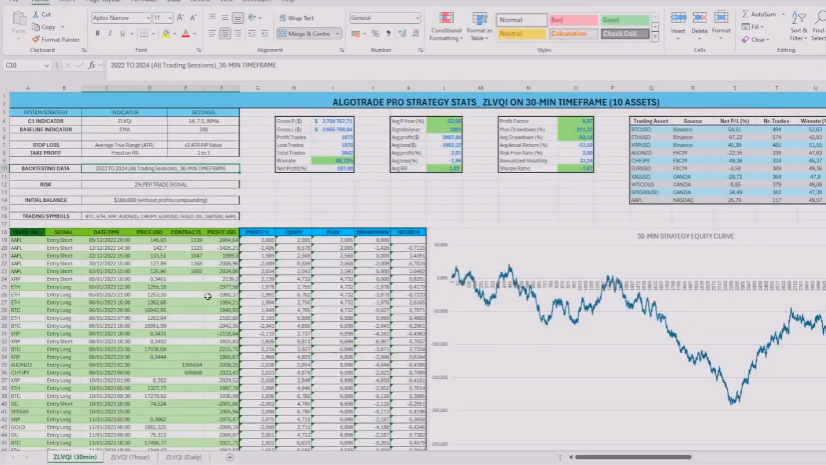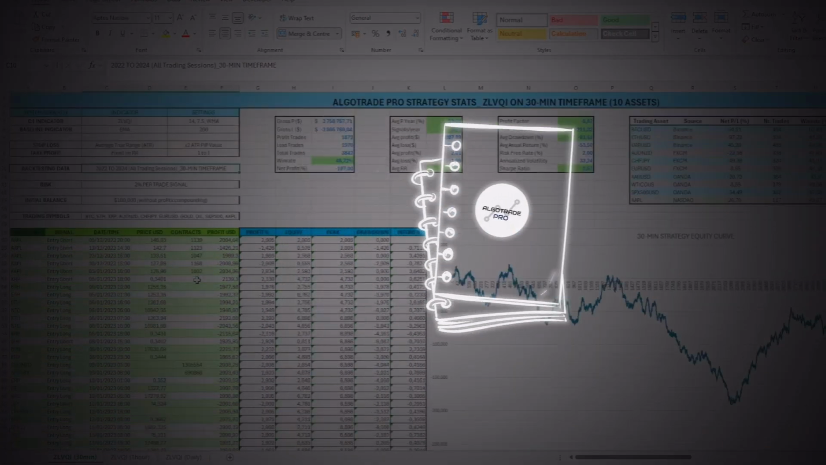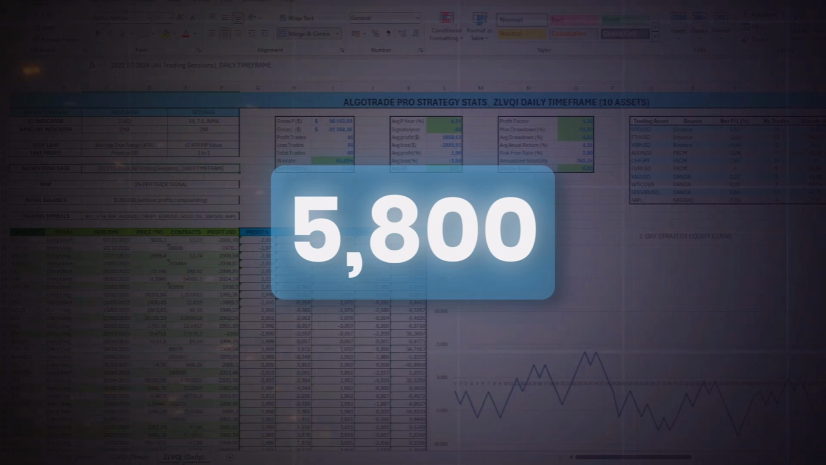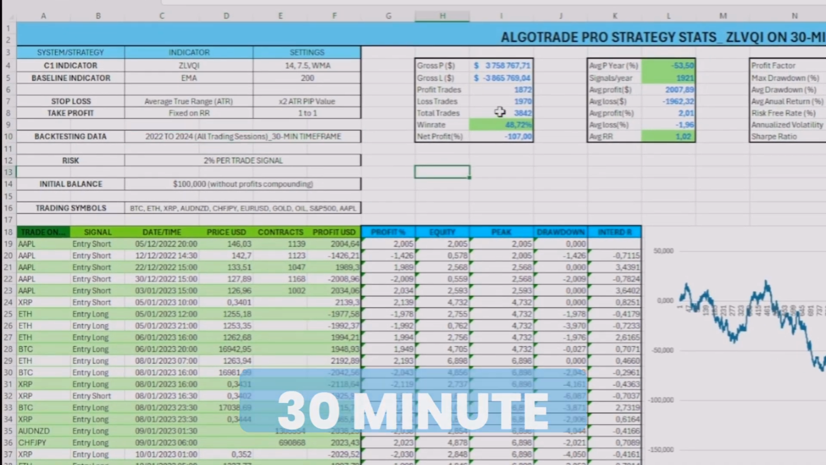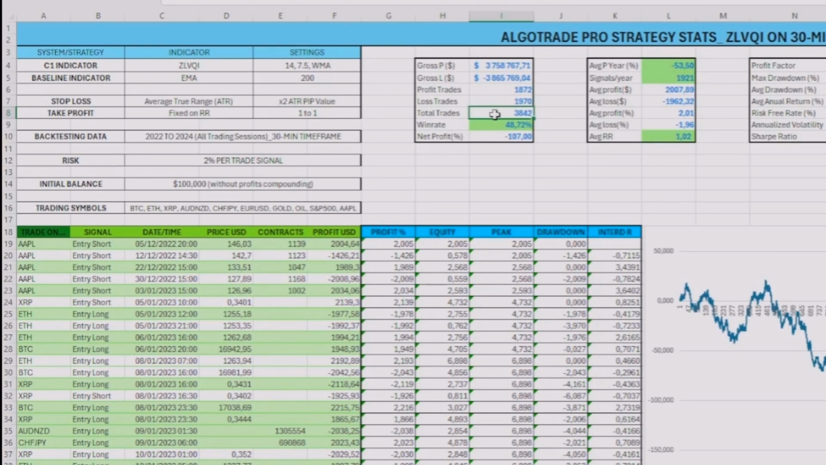After inserting all the trades into my trading journal, I got an analysis of about 5,800 trades across the 3 different time frames. In the 30-minute time frame, after more than 3,800 trades, the ZL indicator got a win rate of 48.72% with a net loss of 107%.